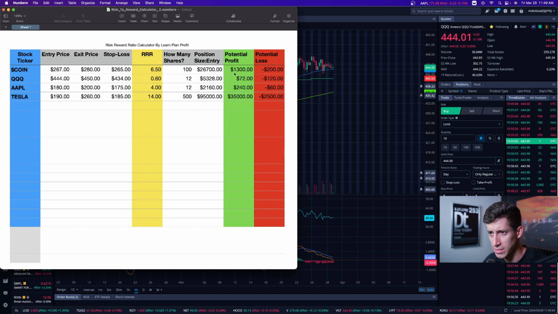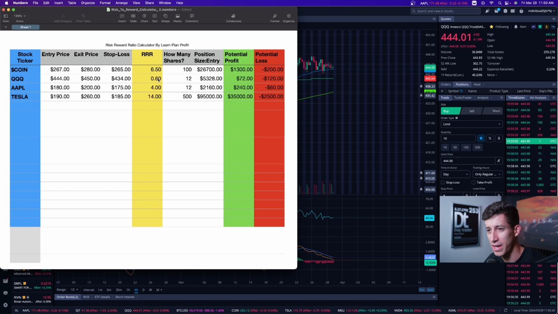Okay, so let me see this in layman's terms. What exactly does this mean? And this is why I love this, because you don't just look at the risk to reward ratio, but you look at the profit potential and the potential for loss. That means that if I choose to take this trade, if it goes according to plan, I'm able to make $72. Okay, cool. Based off of putting 5,300 behind the position. But if the trade doesn't go according to plan, I could potentially lose $120. What the heck? Okay, now I understand this.